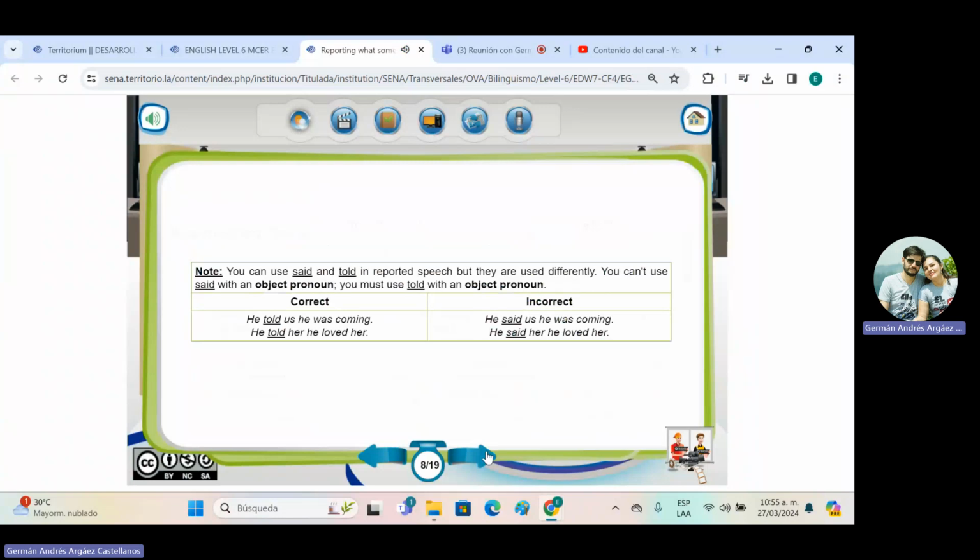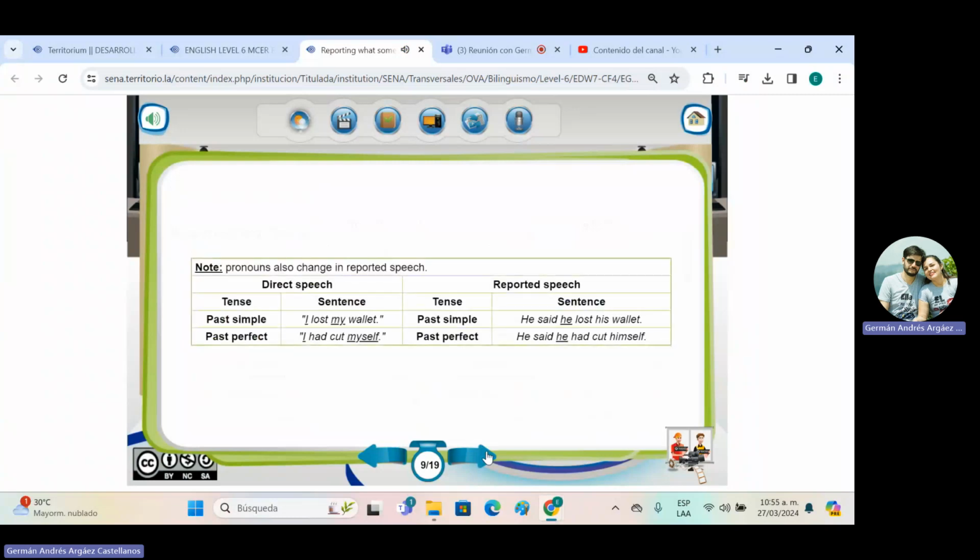Note, you can use said and told in reported speech, but they are used differently. You can't use said with an object pronoun. You must use told with an object pronoun. Correct: He told us he was coming. He told her he loved her. Incorrect. Note, pronouns also change in reported speech.